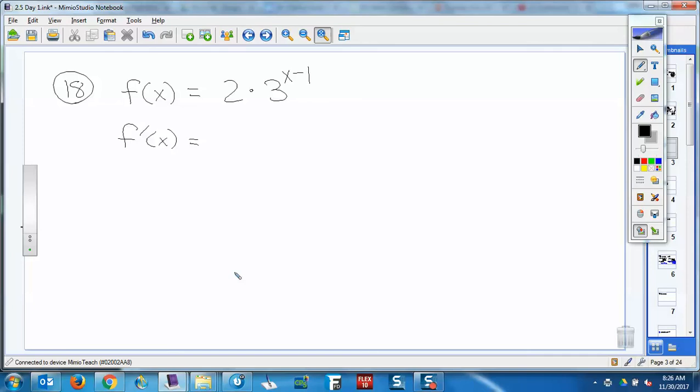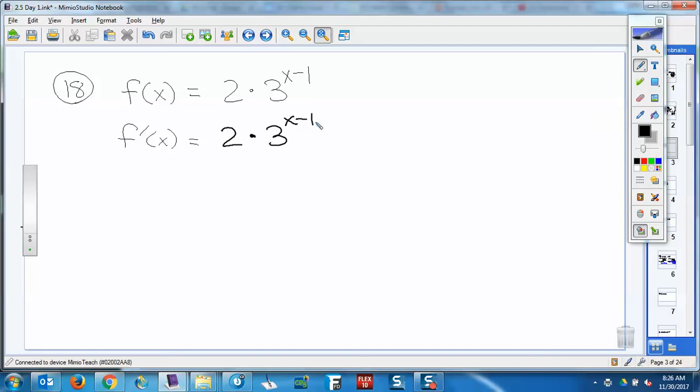Okay, here's another one, 18. So let's talk about this again. What do we got? We got a number times an exponential. So a number out in front just hangs out there. And then we do the derivative of the exponential. Well, the rule we're looking at is this one right here. We got 3 raised to an x and some other stuff in there. But we always leave the inside alone. So the x minus 1 just stays alone. So that's this part right here.